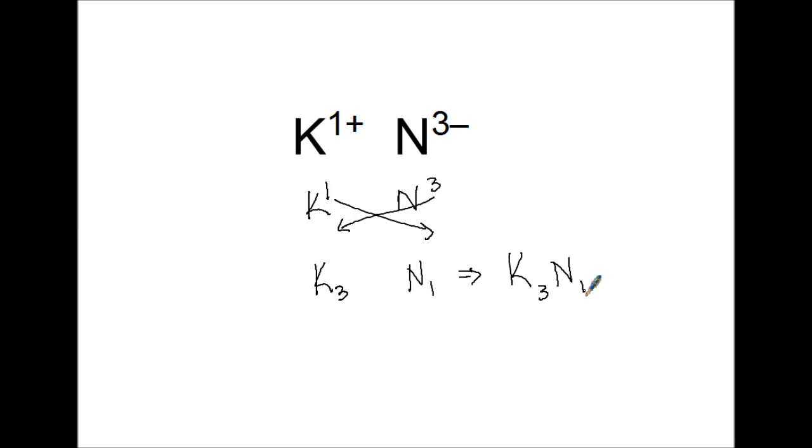Now, chemistry is a little bit different than math. Whenever we have a 1, that 1 is basically understood. So what we're actually going to want to do is just erase that 1. So our final formula is K3N.